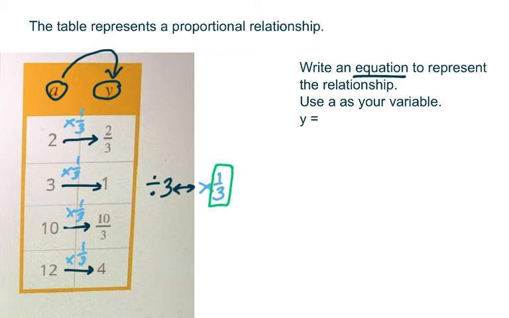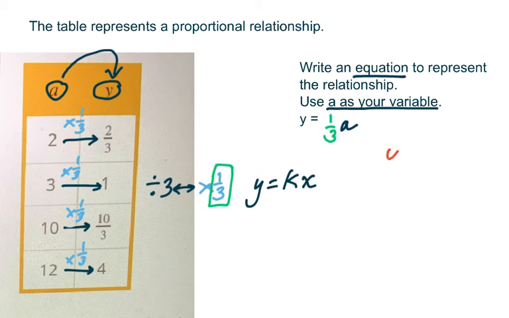So now I have the constant of proportionality, and I can use that in the equation. Let's think about the general form: y equals kx. Instead of k, I'll be substituting the 1/3. Y equals 1/3. And instead of x, I'm going to be using a, because it says to use a as my variable. And so I have the equation y equals 1/3 a, or 1/3 times a.